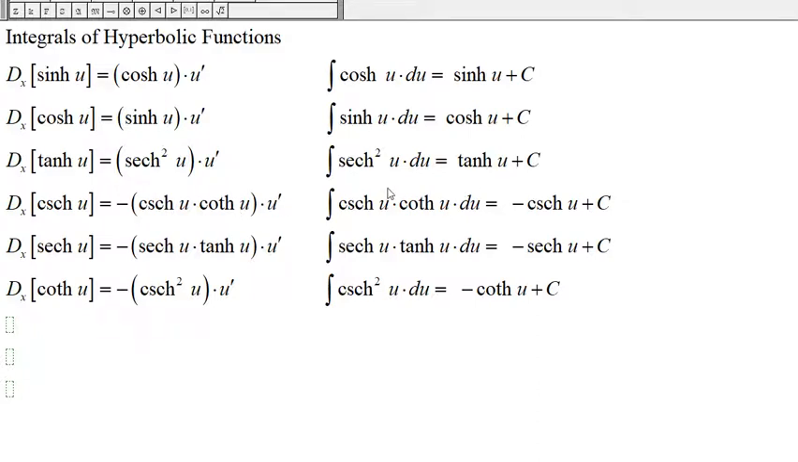And then the other formulas we have: the antiderivative of hyperbolic cosecant times hyperbolic cotangent is negative hyperbolic cosecant. An antiderivative of hyperbolic secant times hyperbolic tangent is negative hyperbolic secant, and it comes from this formula right here. And an antiderivative of hyperbolic cosecant squared is negative hyperbolic cotangent.